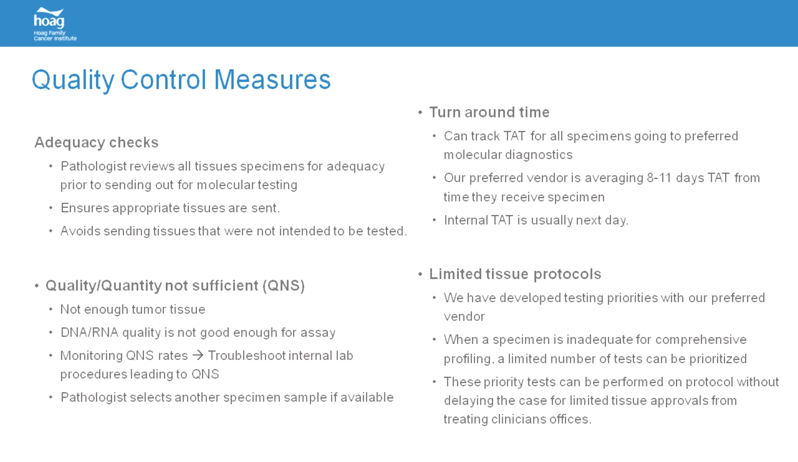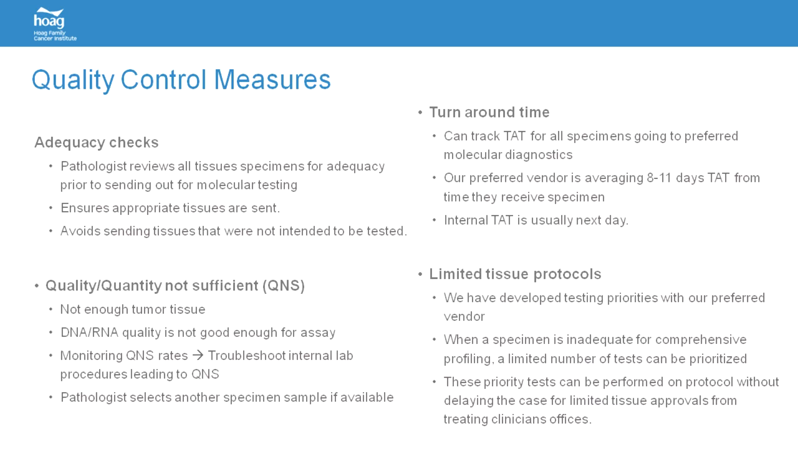We're also monitoring what we call quality or quantity not sufficient results. This is typically when not enough tumor tissue is present or the DNA or RNA in that tissue specimen has degraded and is not good enough for the assay. When we monitor these rates, we can tell and troubleshoot any sort of problem that may be happening with our internal procedures in our laboratory, or with our preferred vendor laboratory if something's going wrong with them. In the case that it is QNS, we can also send a new specimen before any significant delays happen.